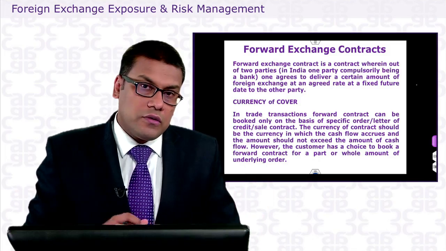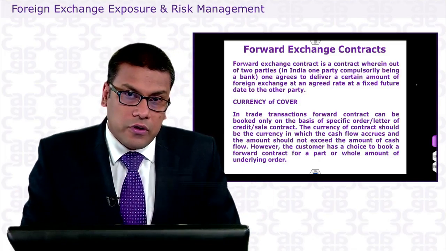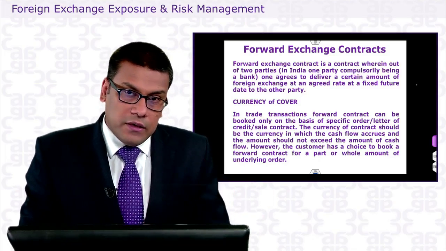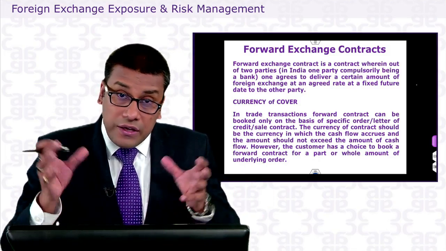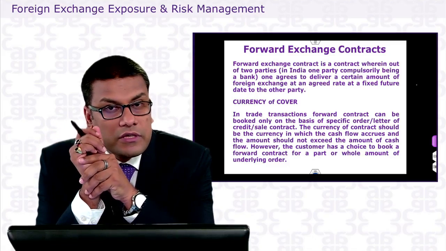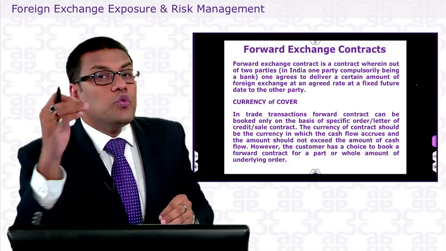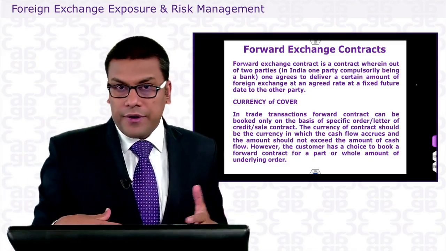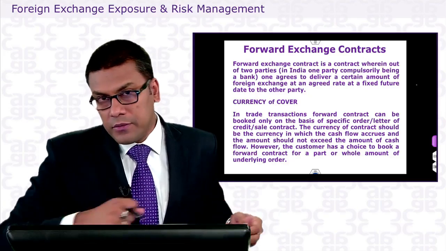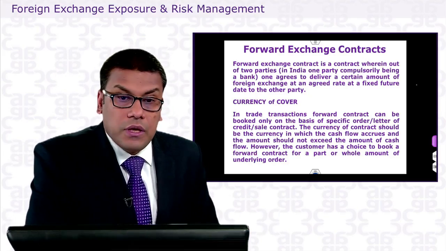You can go and take up a forward futures contract instead of taking a forward contract which is offered by a bank. Now, the currency of this contract should be the currency in which the cash flow is expected. That means if you are sending a consignment to the US, then you can only take up a forward contract in dollars. You cannot take up a contract in euro or in yen. So that is one restriction.